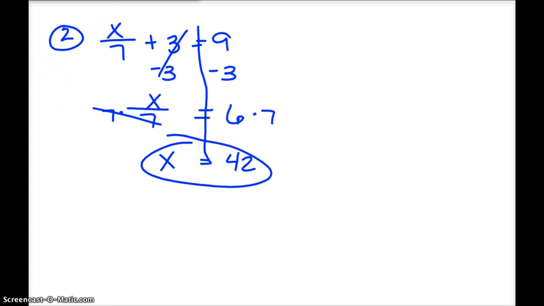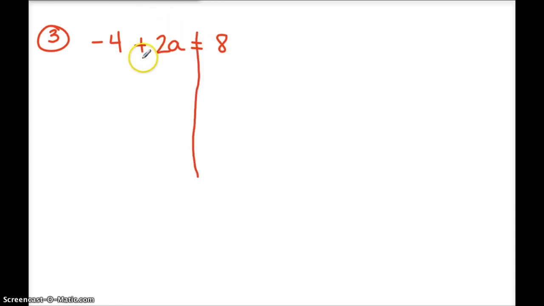Now, you may come across something that looks a little bit like this, where we have, let's say, negative 4 plus 2a equals 8. Now in this case, you know our first step is to get rid of the addition or the subtraction. Well, right now, yes, this is an addition problem. There is a plus sign. However, you need to get rid of this negative 4.